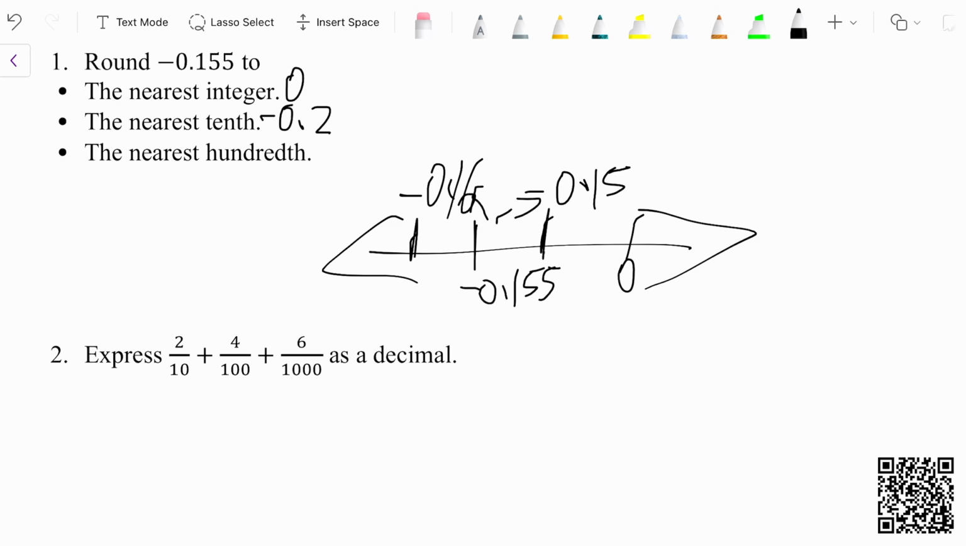But in reality, since we're rounding to the greater number, negative 0.15 is actually greater because we're talking about negative numbers. So it's negative 0.15. But they're the same distance away from negative 0.155. Like, don't get me wrong, but since we're rounding towards the greater number, this is the greater number.